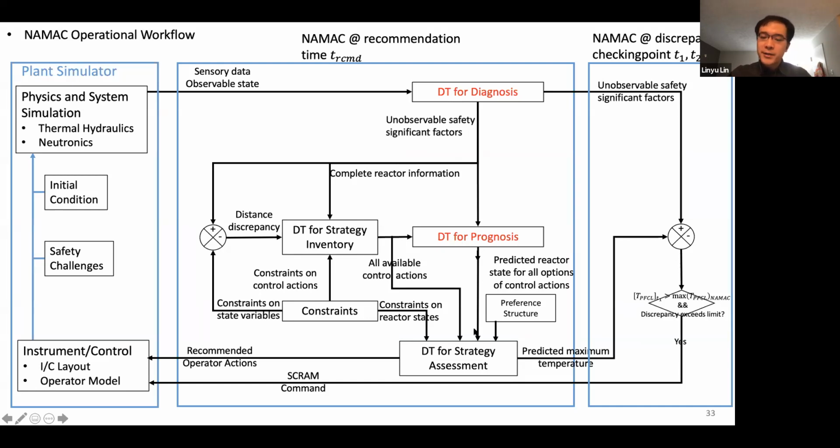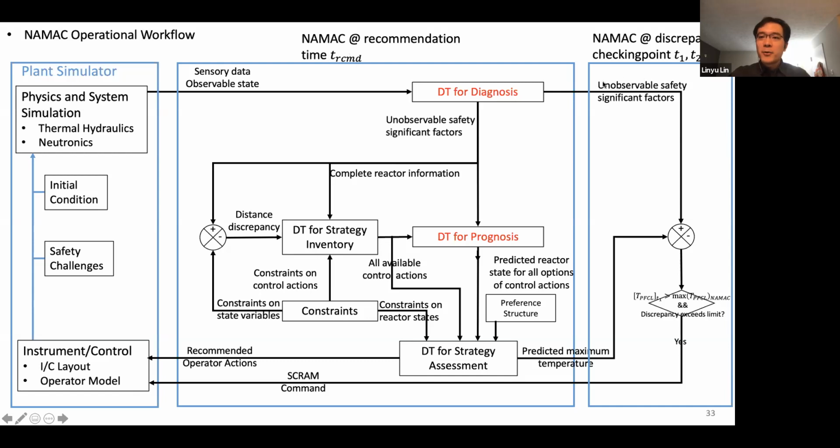Then all those predictions will feed into strategy assessment, where the strategy assessment will decide which control action and which consequences are more preferred. That preference is stored in the preference structure, which represents the stakeholder decision makers' willingness to accept risk or to accept the performance. After the strategy assessment makes a recommendation, it will feed into the instrument control of the plant simulator. All of this happens at the recommendation time.